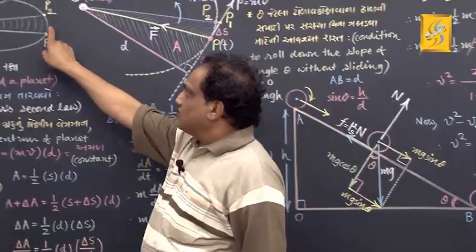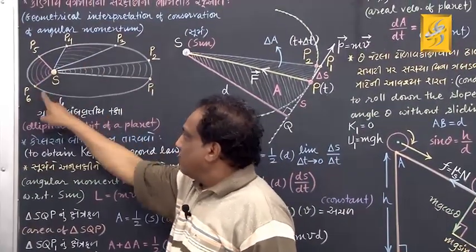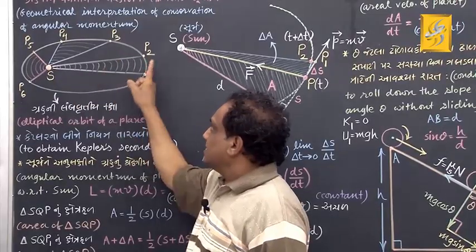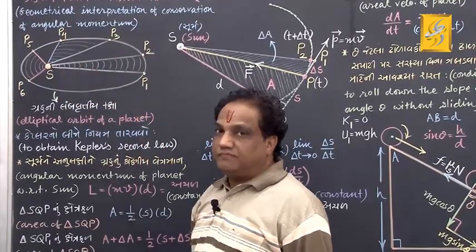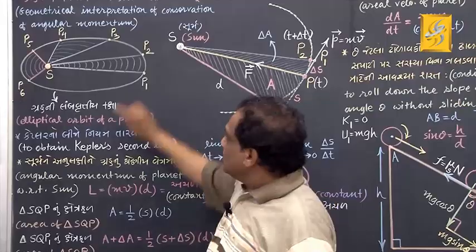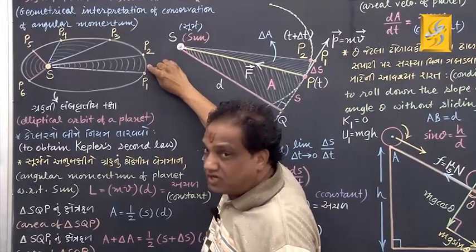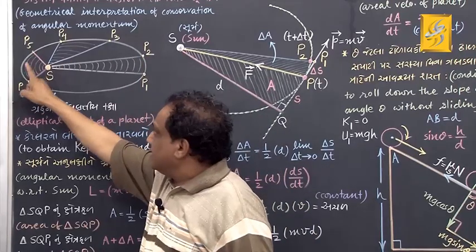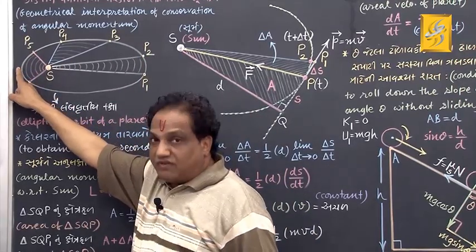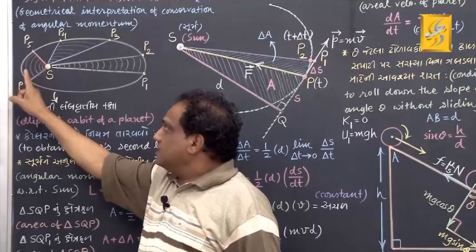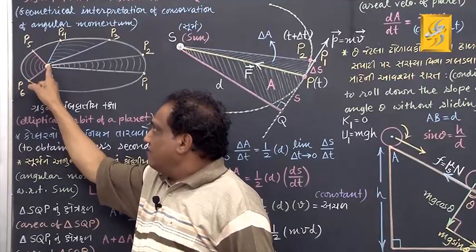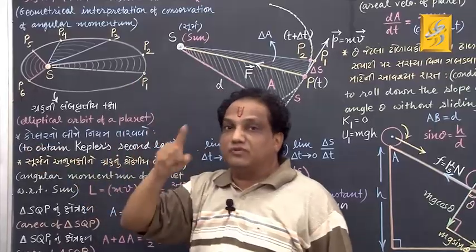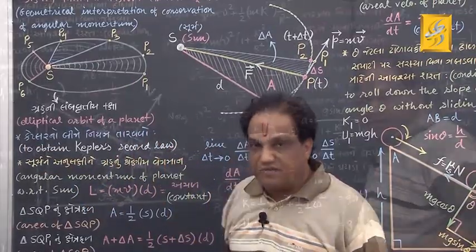How to find this position? On this elliptical orbit, this position is the farthest, having maximum distance. If distance is maximum, velocity will be minimum. So when the planet is passing through this point, its velocity is minimum. And when the same planet comes here, this is the position which is closest to the sun. So distance is minimum. When distance is minimum, at that time velocity is maximum.